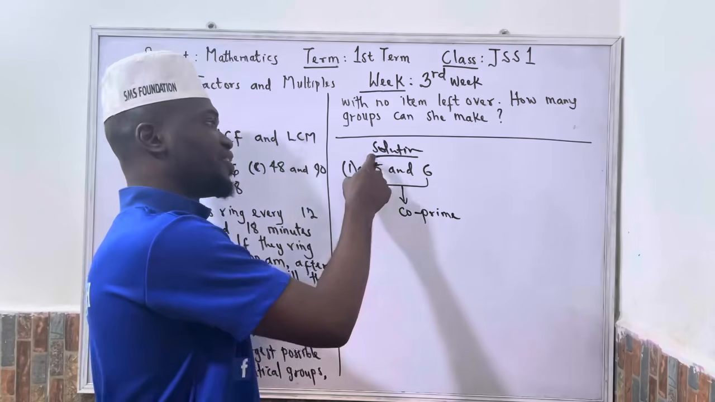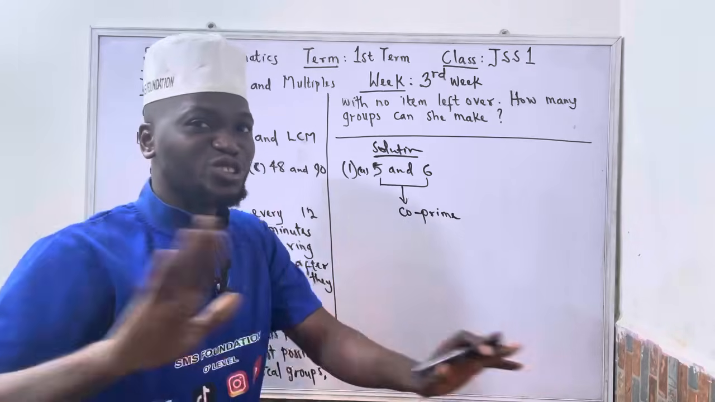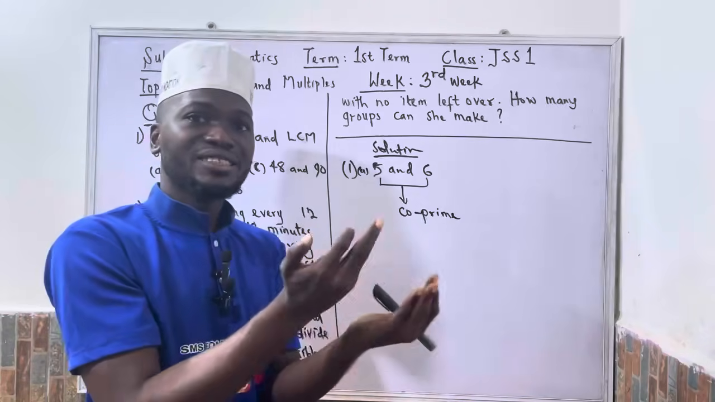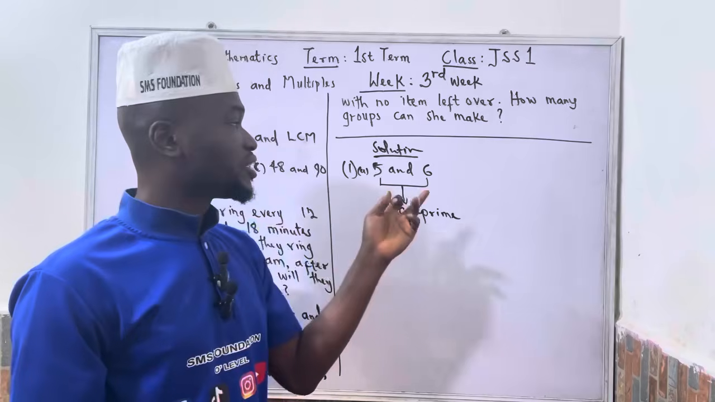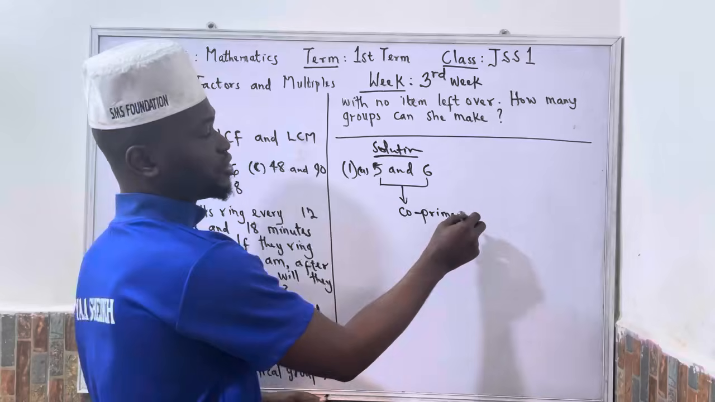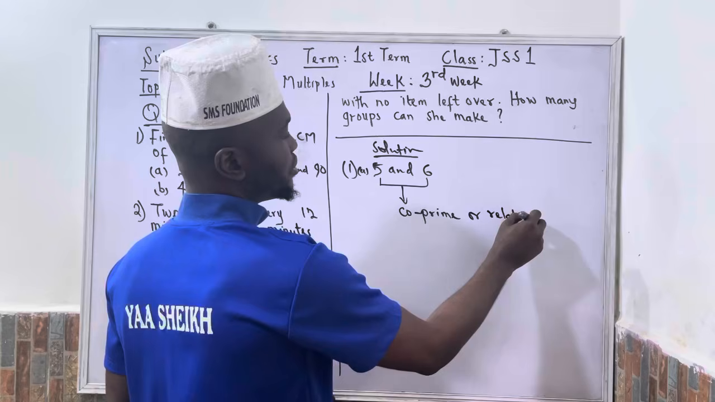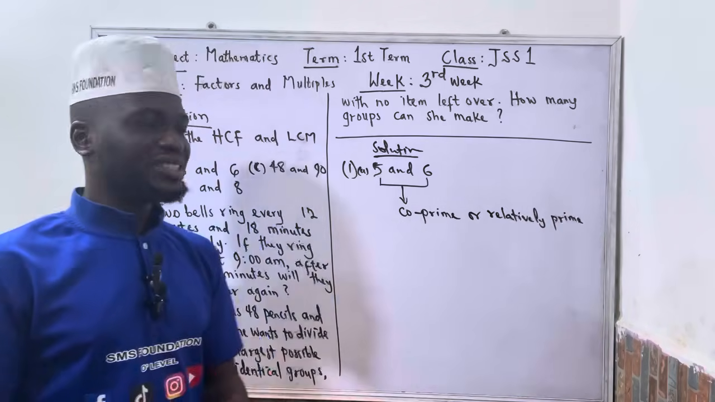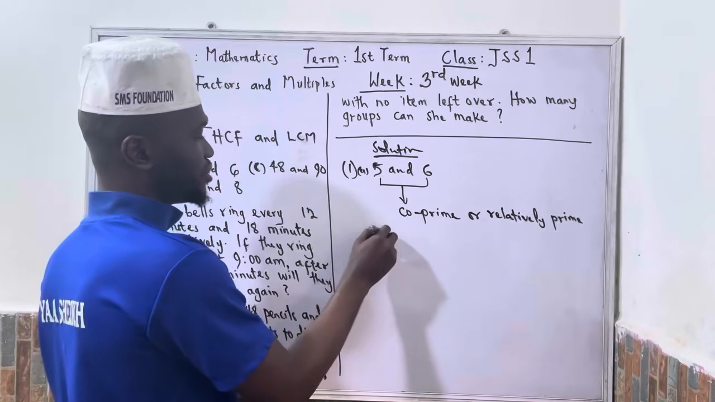For example, 5 is prime, that one is sure. But 6 is not prime. But bringing the two together, their HCF is 1. The only factor that is common between them is 1. So that means they are co-prime. Sometimes we call it relatively prime. If you don't want to say co-prime, you say relatively prime.